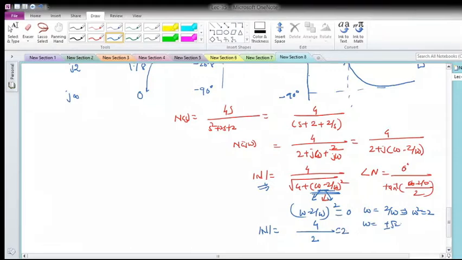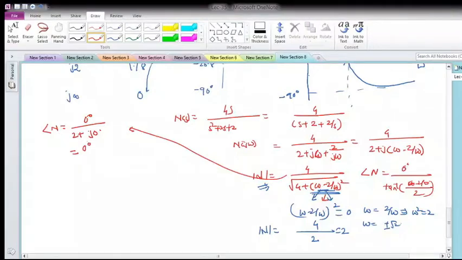And what about the angle? If I would like to calculate the angle at omega equal to root 2, this will be 0 degrees over 2 plus j times omega minus 2 upon omega, and that factor is 0 at omega equal to root 2. So it will be j0. What is the total angle contribution? The total angle contribution is 0 degrees.